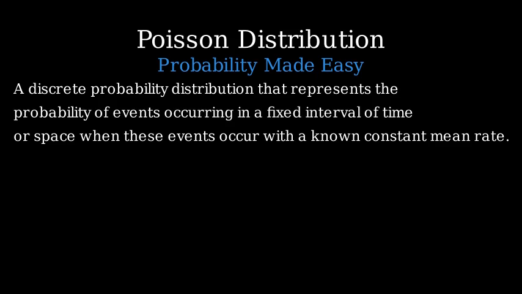It's a discrete probability distribution that represents the probability of a given number of events occurring within a fixed time interval or space. These events occur at a known constant mean rate and independently of the time since the last event. Let's look at some real-life examples where the Poisson distribution is applicable.